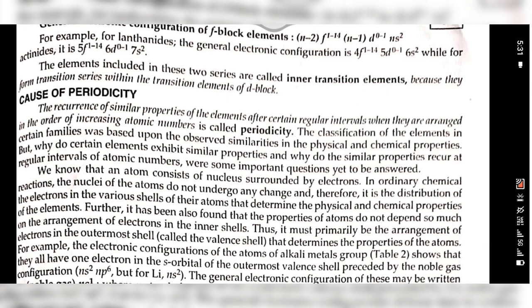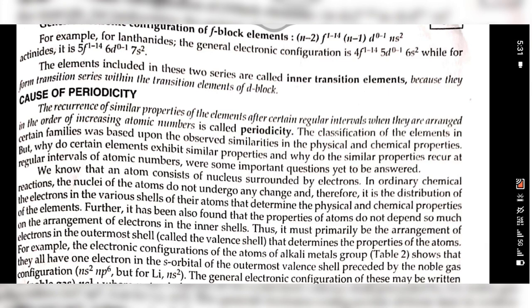The elements included in these 2 series are called inner transition elements because they form transition series within the transition elements of d blocks. Cause of periodicity. The recurrence of similar properties of the elements after certain regular intervals when they are arranged in the order of increasing atomic numbers is called periodicity.